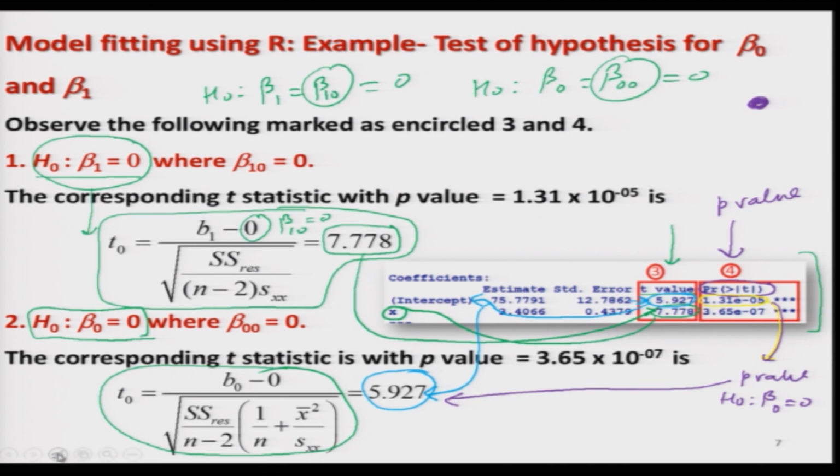And similarly, if I take a different color here, this second value, 3.65 into 10 to the power of minus 7, is also a p value, and this p value corresponds to the regression coefficient associated with x. So, this is the p value corresponding to the null hypothesis H naught: beta 1 equal to 0, right. So, this is how things are happening.